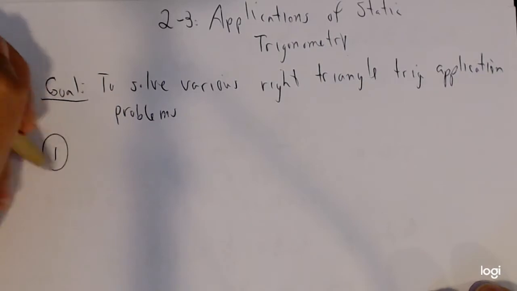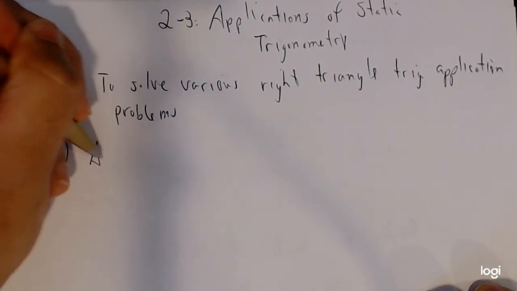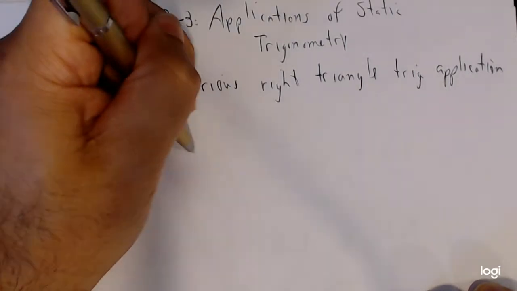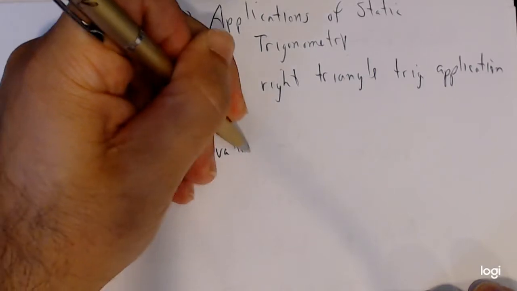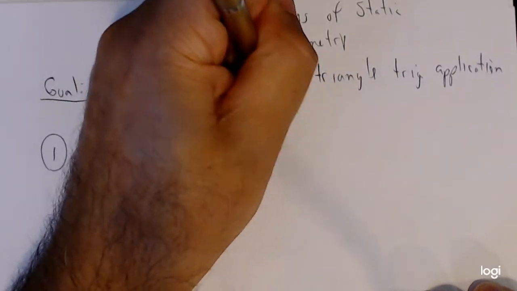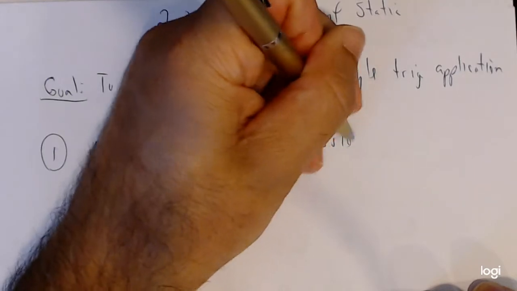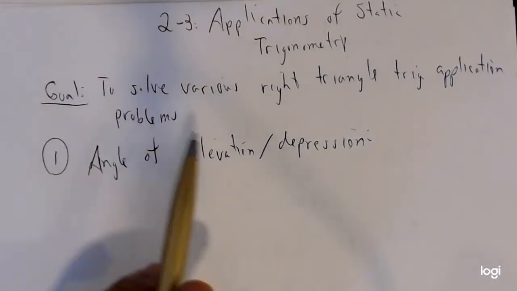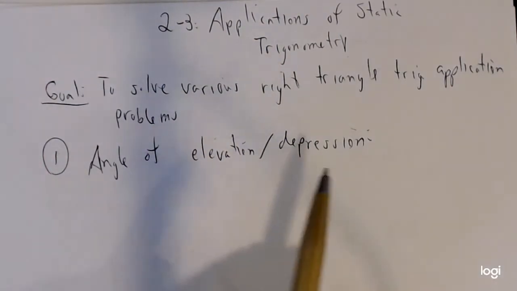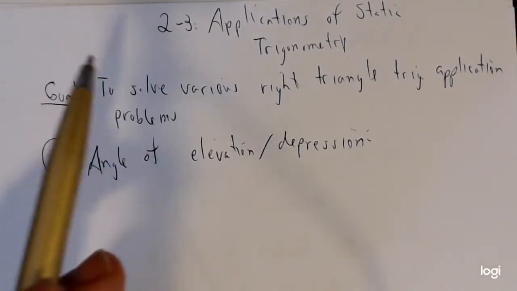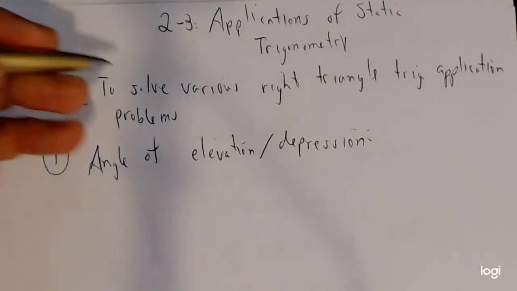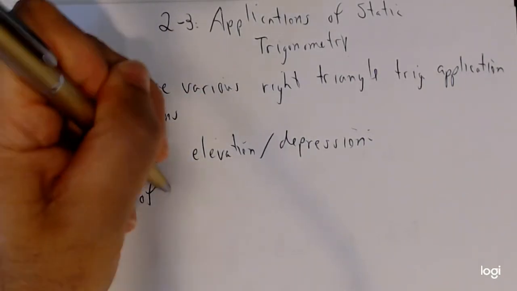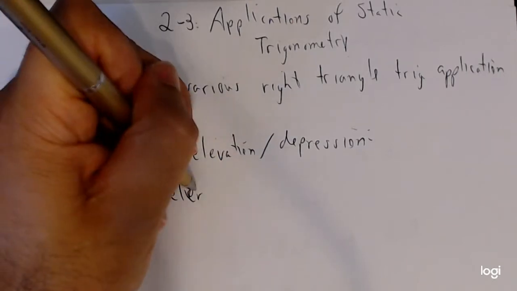The first type of terminology that you're going to deal with in some of these problems has to do with angle of elevation or depression. You'll see that these have some similarities. Angle of elevation means something that's going upwards. Angle of depression means some angle that we're going downwards in. The description is identical except one of them is moving upwards, the other one's moving downward.